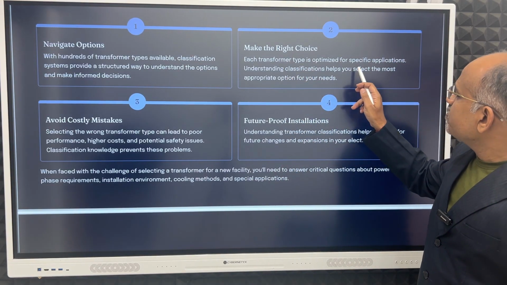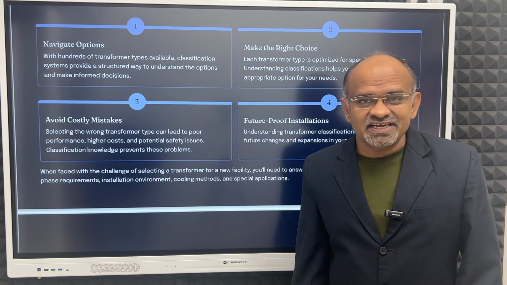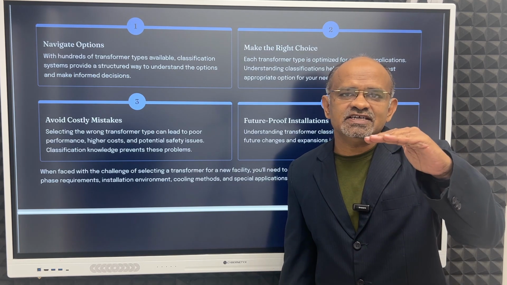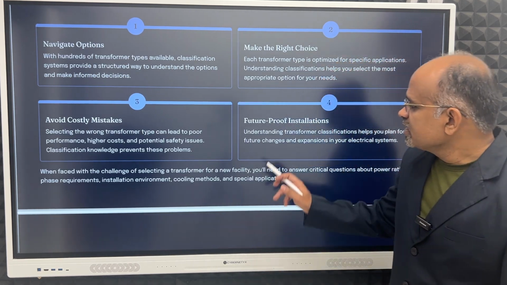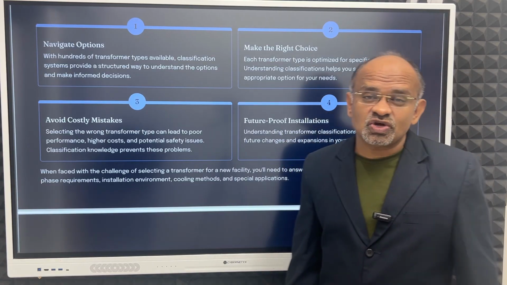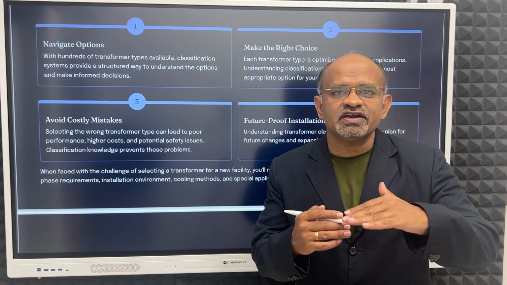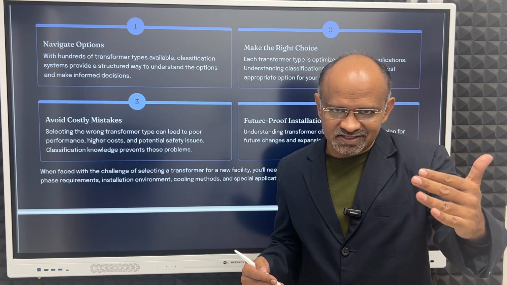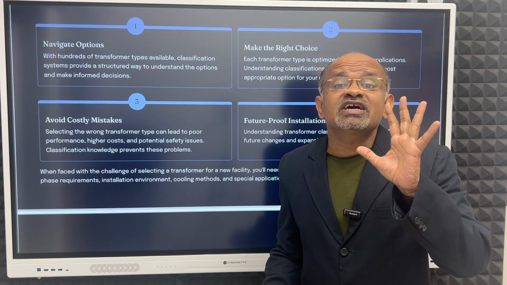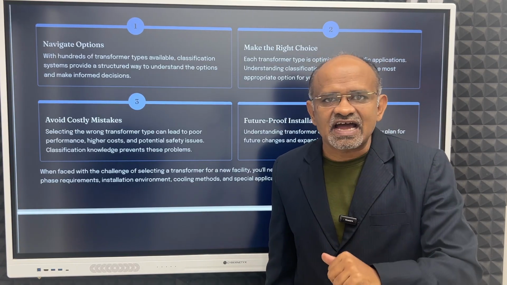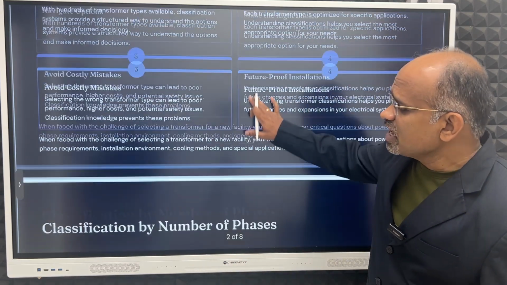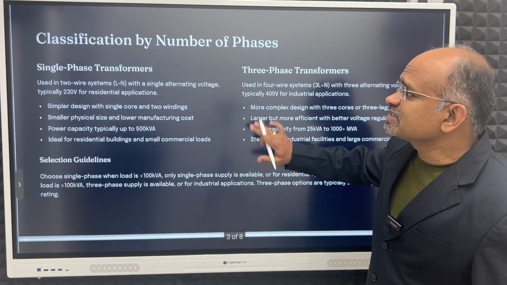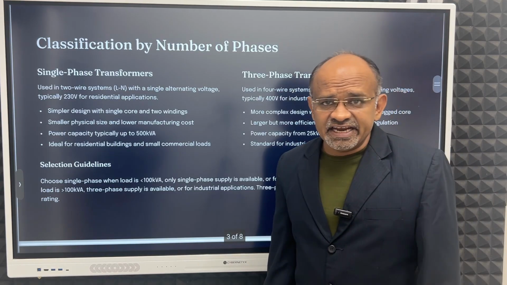Each transformer type is optimized for specific applications. Application-wise, the transformer types are developed. Then future-proof the installation. If in future the load is going to increase, then we should consider that. We should factor that in and then design the transformer. So these are very important aspects of transformer selection and design.